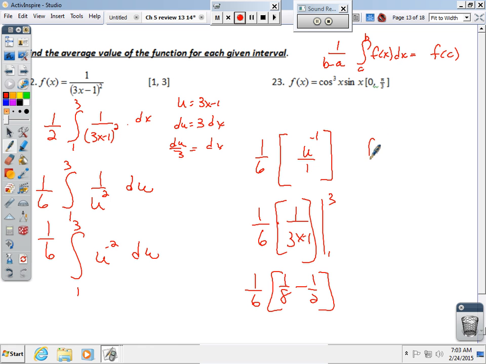So the final answer, I'm not going to do all the simplification, I'm just going to write down the answer, is 1/16. Okay. We're going to stop there for this video, and we'll finish up the integrals last.